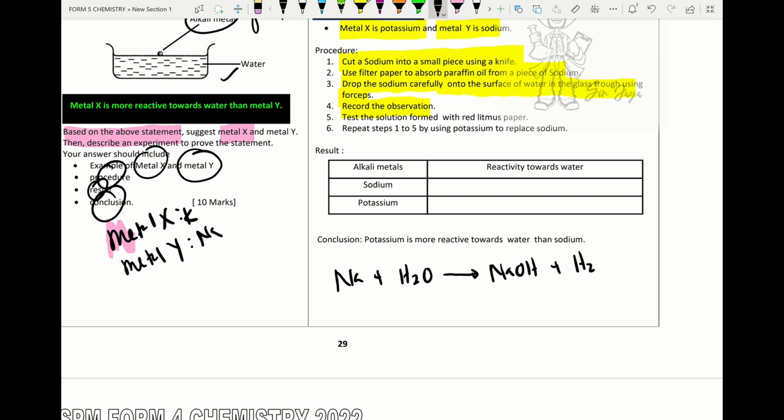Sodium reacts with water to form sodium hydroxide plus hydrogen gas. How to balance the equation? I put 2 here, so sodium 2, sodium 2. I balance oxygen 2, oxygen 2. So hydrogen will be 2 to 4, so the hydrogen is balanced. And the solution that forms is an alkaline solution.